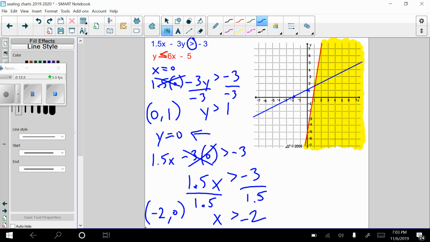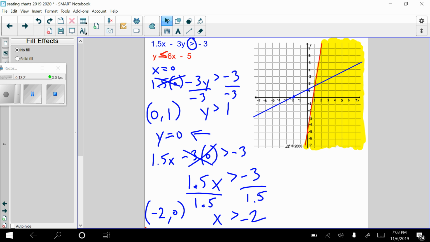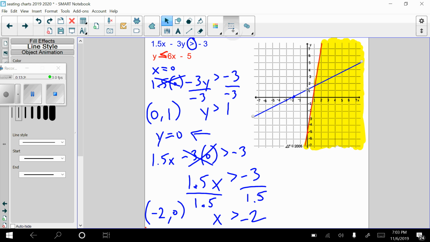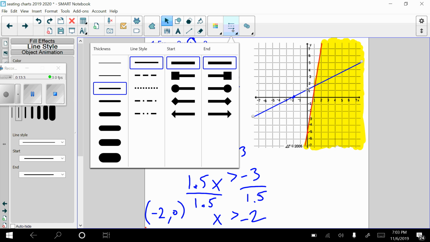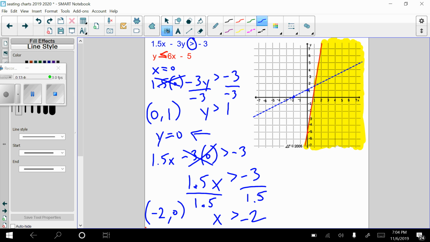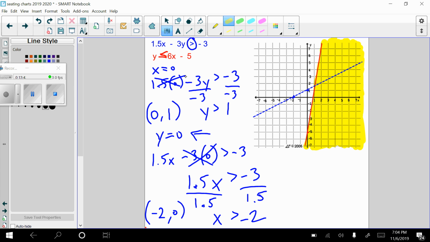So if that's the case, I need to change to a dashed line. This is not going to be a solid line this time. So I've changed it to a dashed line. And now my last step is I need to decide which side I'm going to shade.